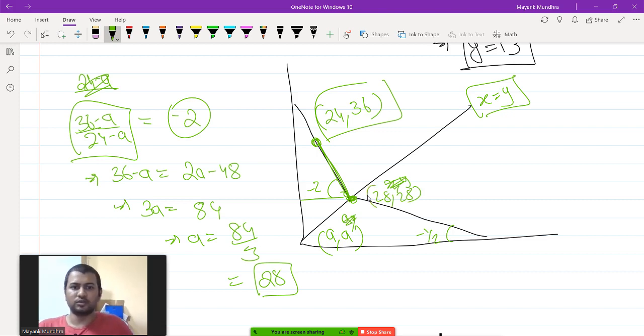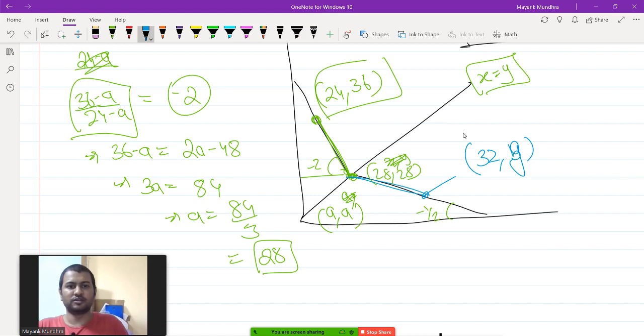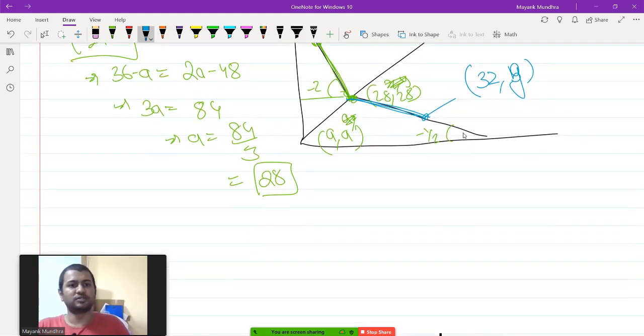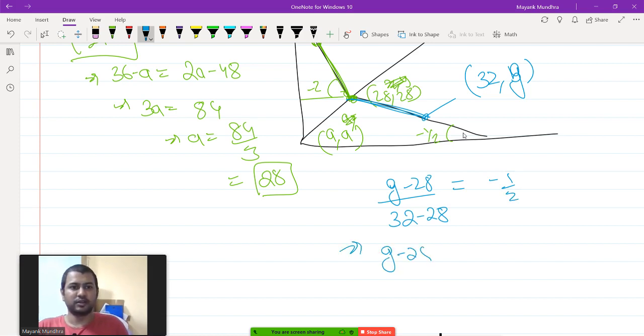Now you have to compare it with the point (32, g). So again I'll use the formula for slope here. Using the formula for slope, I get (g minus 28) upon (32 minus 28) is equal to -1/2, which implies that g minus 28 is equal to (28 minus 32) times half, so that's -4 over 2.